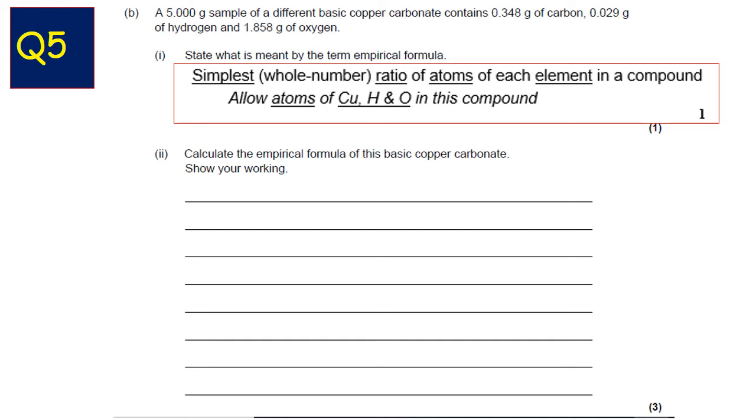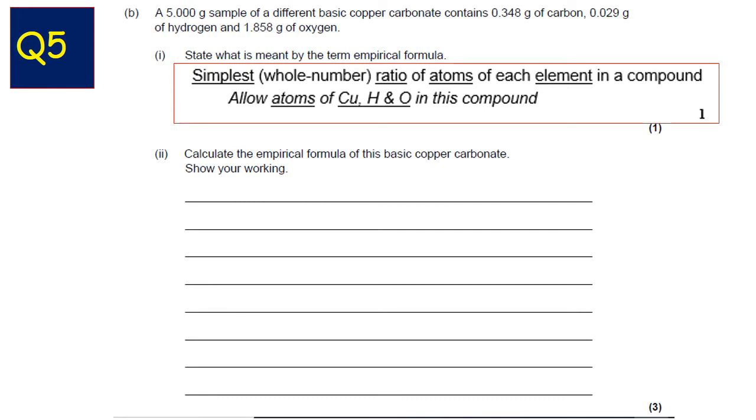Next we have to calculate the empirical formula of basic copper carbonate. From the beginning of part B we're told how much carbon, hydrogen and oxygen there is, and we're told the total mass of copper carbonate, so we can also work out the copper. A few people missed out working out copper, and so the rest of their workings end up being wrong. So you include copper, you work out its mass by taking 5, take away the masses of carbon, hydrogen, oxygen in the compound. We then work out the moles, we then divide through by the smallest number, and we've got here copper's 1.5, carbon's 1, hydrogen's 1, oxygen's 4.